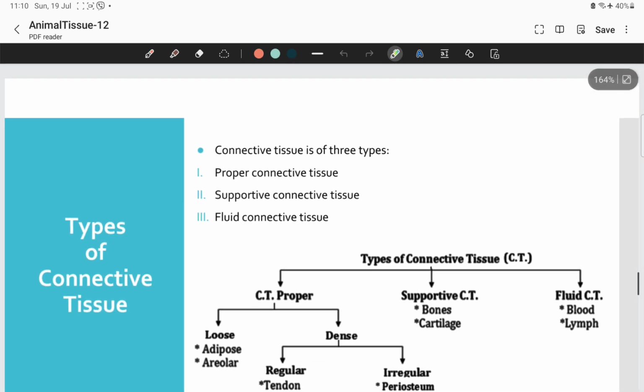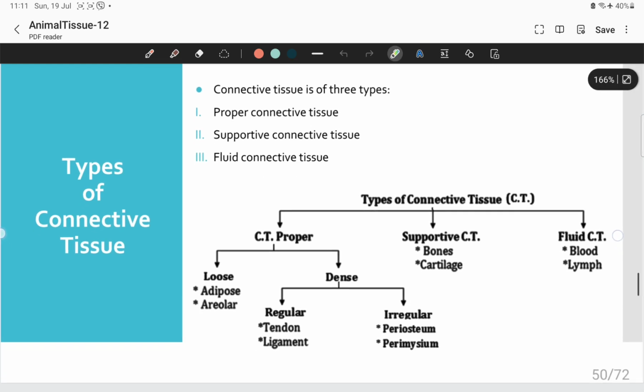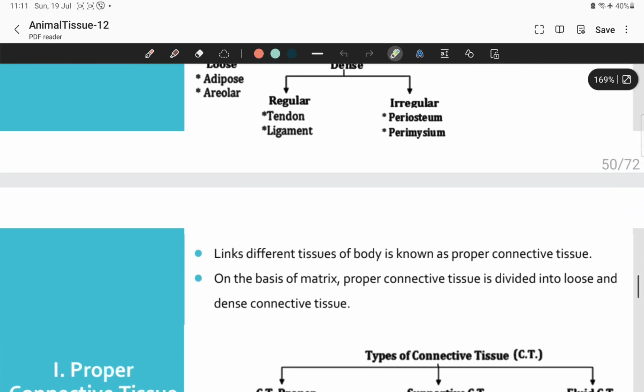Now let's discuss the types of connective tissue. There are three types of connective tissue. Proper connective tissue is mainly responsible for binding the different tissues present in the body. Supportive connective tissue is related to support, for example bone and cartilage, which support our body. And fluid connective tissue is in the liquid state, for example blood and lymph. One by one we'll be discussing them.